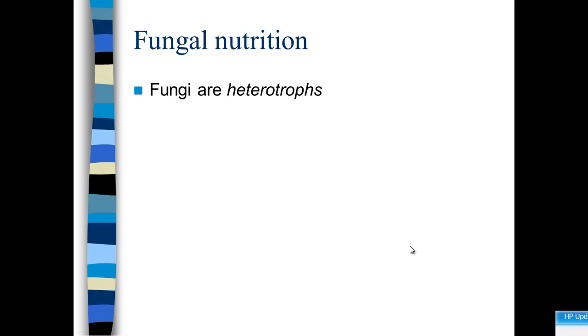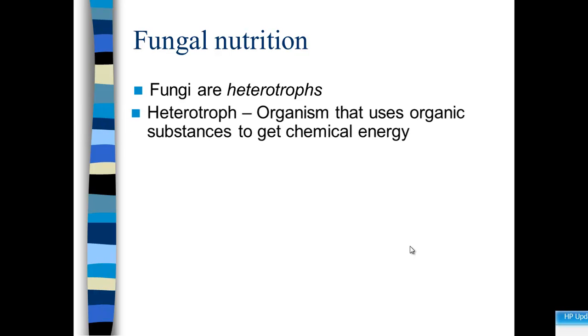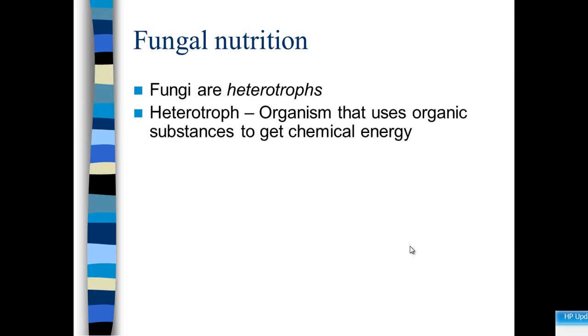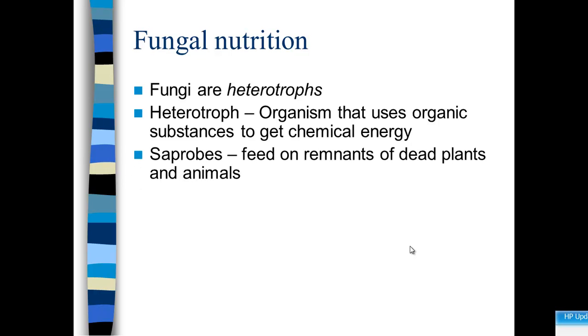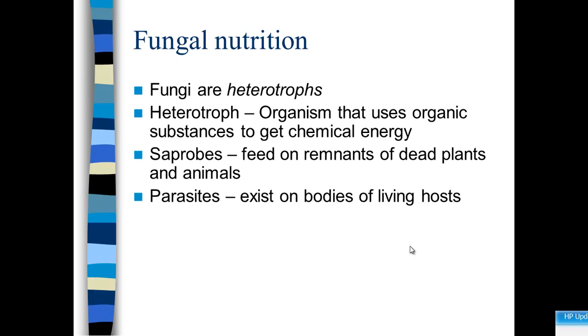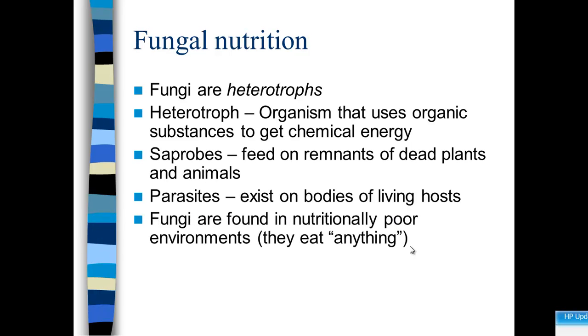Now, in terms of fungal nutrition, fungus will eat just about anything. They're heterotrophs. They don't make their own food. They're not photosynthetic, so therefore they can't make their own glucose. And a heterotroph, as you know, is an organism that uses organic substances that it gets from others in order to get chemical energy. Many fungi are saprobes. They will feed on dead and decaying materials. Some are parasites, like a yeast infection or athlete's foot, and they exist on bodies of living hosts. And fungi are found in nutritionally poor environments. They really eat just about anything.